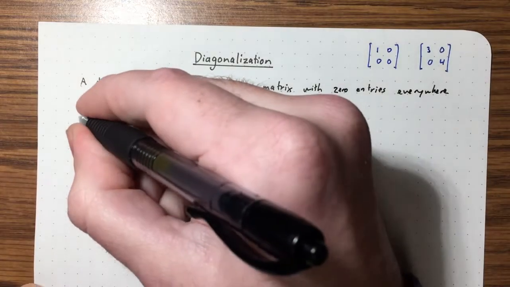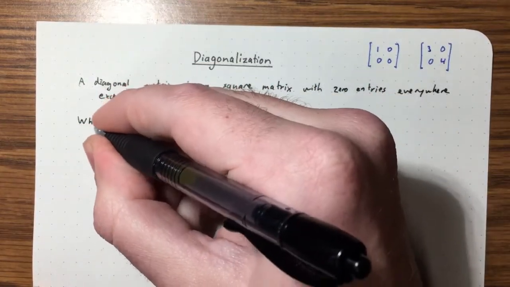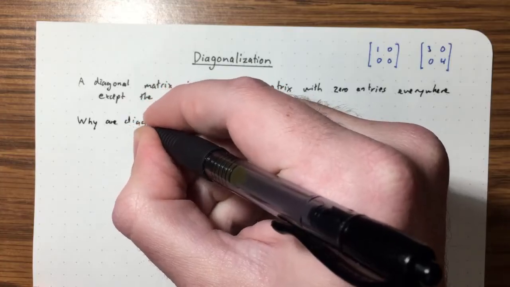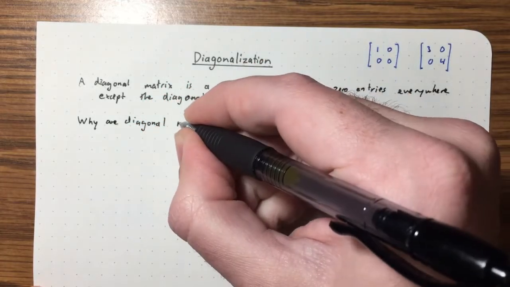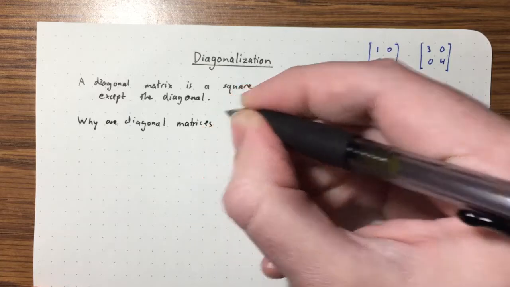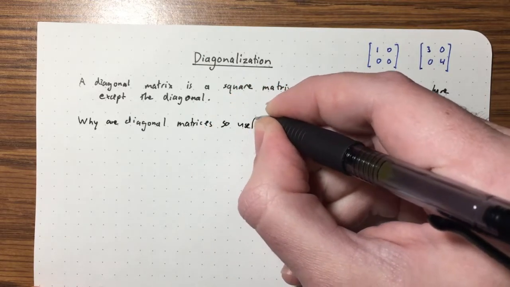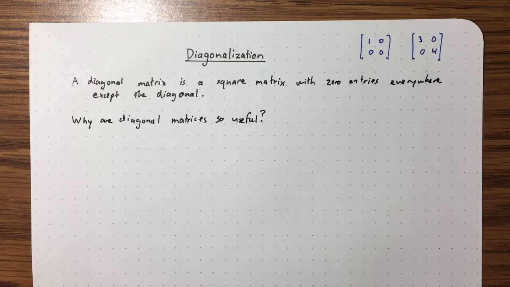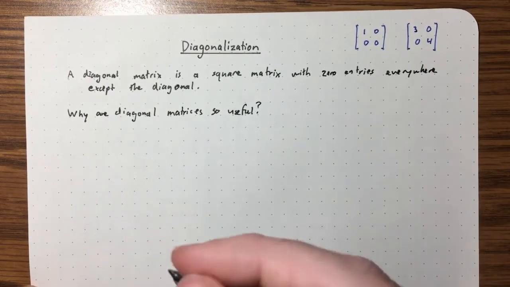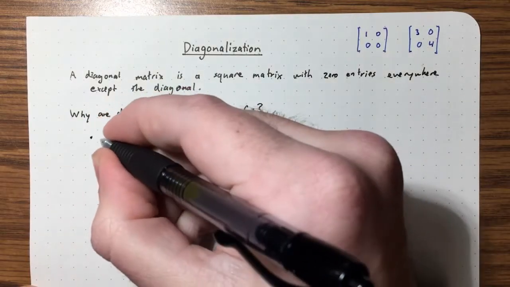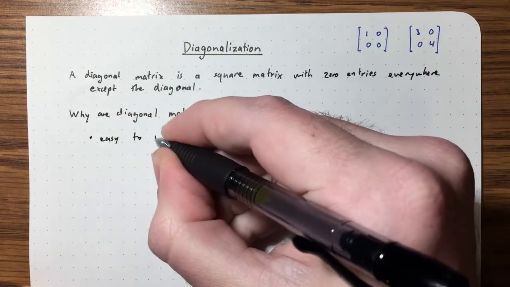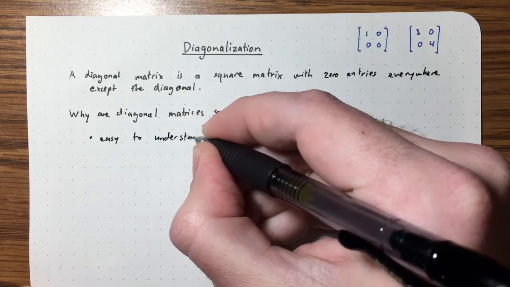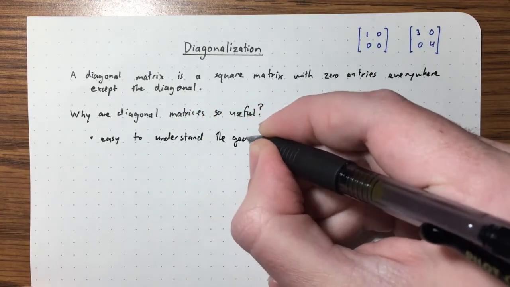Okay, why do we want to talk about diagonal matrices? So let's get some motivation for this. Why are diagonal matrices so useful in linear algebra? There are many reasons, so let's talk about a few at least. When I see a diagonal matrix, one thing I can do is immediately understand the geometric transformation happening. So that's the first thing. It's easy to understand the geometry.